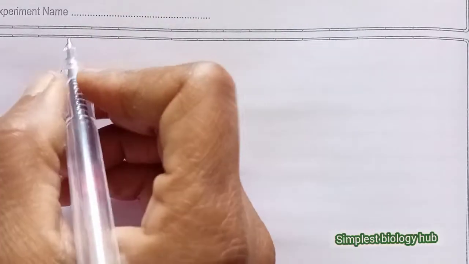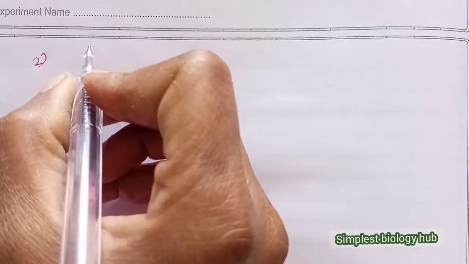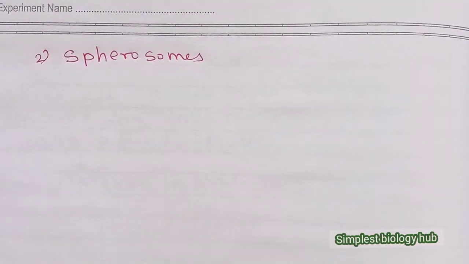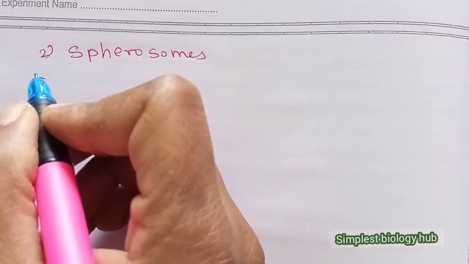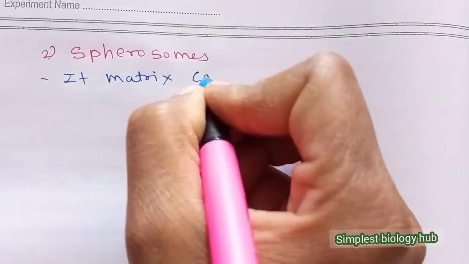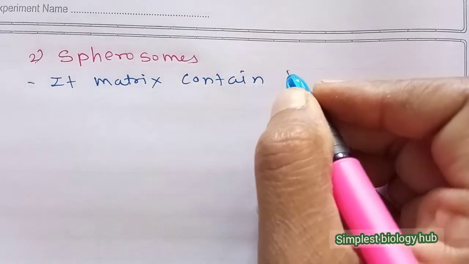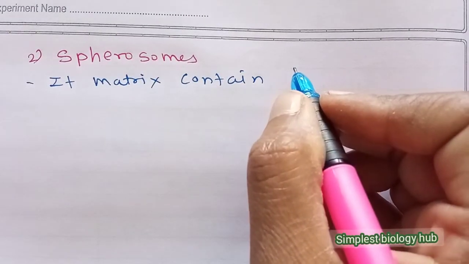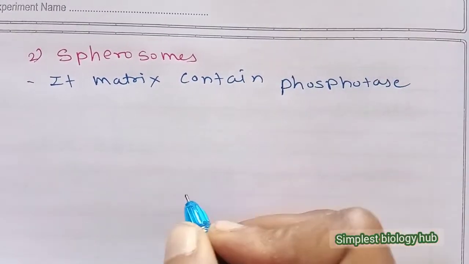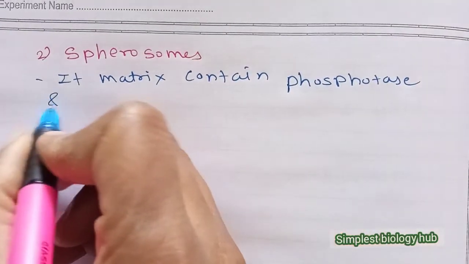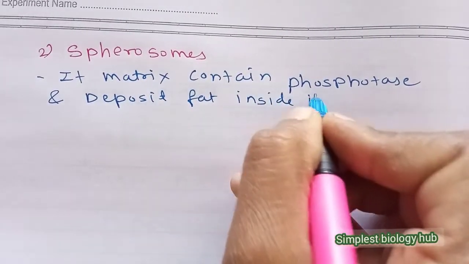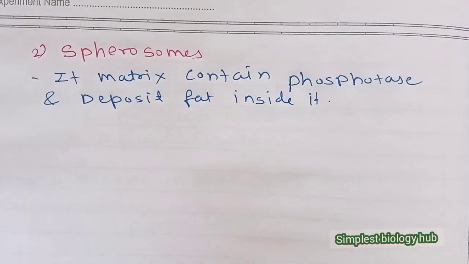Then the second microbody is spherosomes. Spherosomes are also small circular structures. The structure is similar to the peroxisome, but the enzymes present in the matrix are different, and its matrix contains phosphatase enzyme. It contains phosphatase enzymes and deposits fat inside it. The fat deposition also takes place in that pattern.